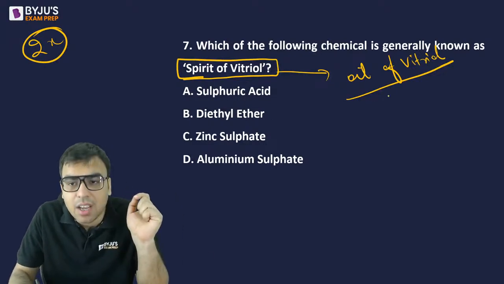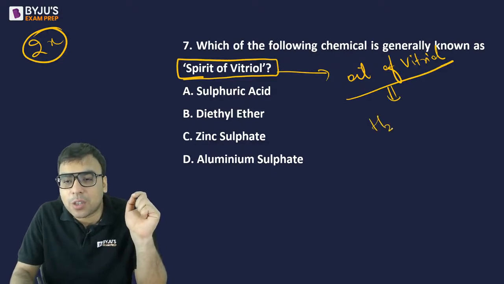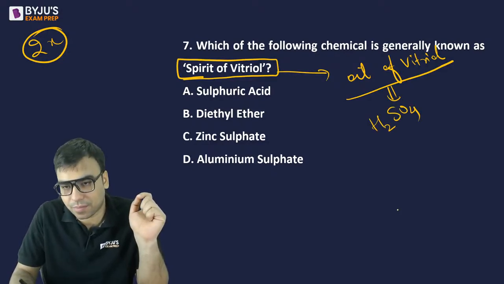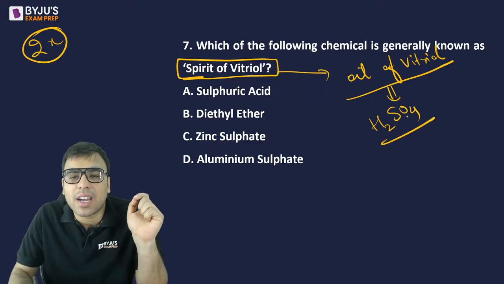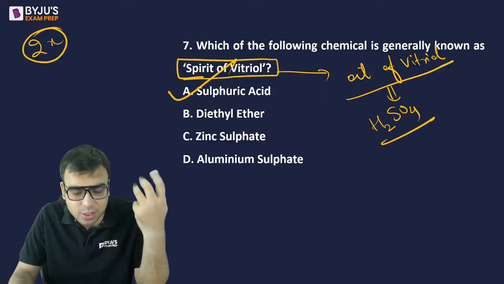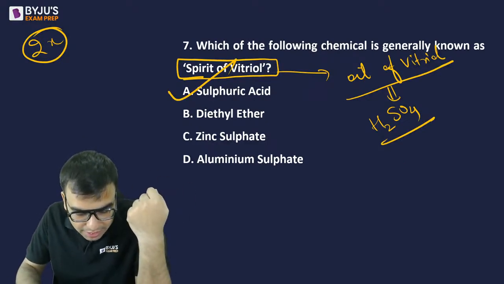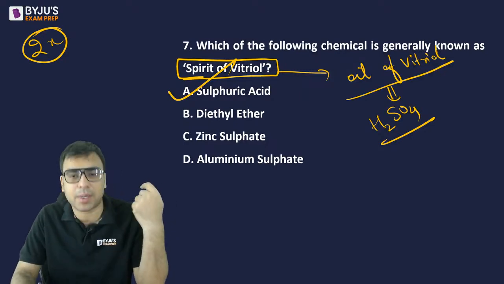ठीक है? Yes. So oil of vitriol is H2SO4, है ना? I hope you are aware. And that is none other than sulfuric acid. So A is the right answer to this question. Yes, Amit Yadav is right. Aaj ka Savera, Aditya Mahajan, you all are right.